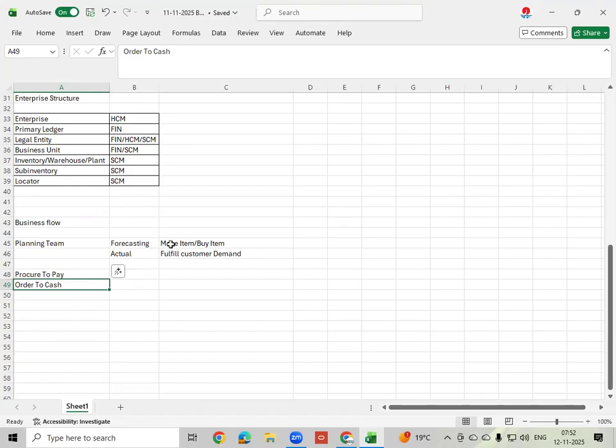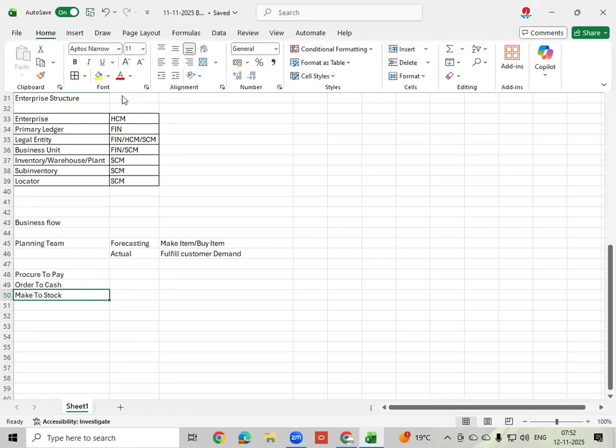Then there is manufacturing finished goods. It's make to stock. We are producing and then maintaining the stock in warehouses. So these three main cycles will be maintained in a business organization. If it is not a manufacturing company, this may not be required, so the remaining will be maintained.